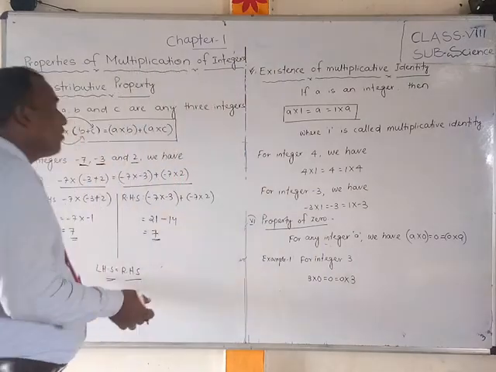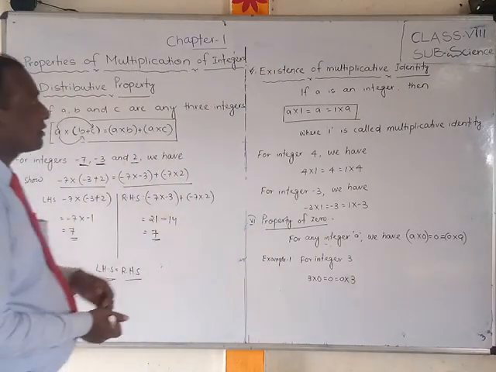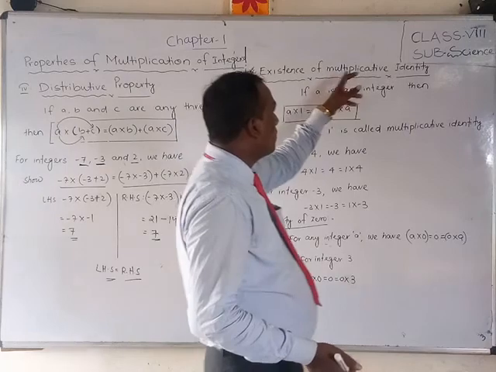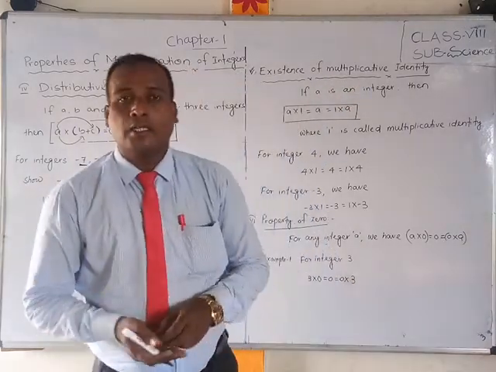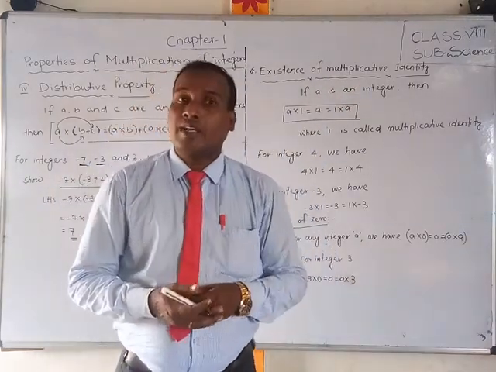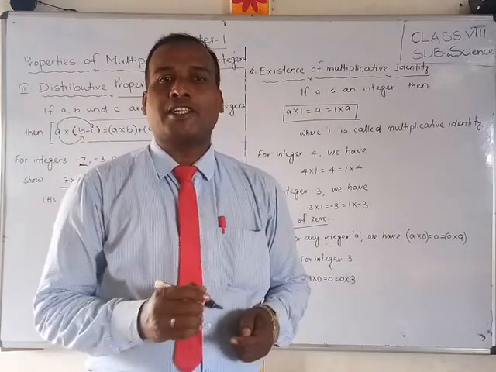Okay students, now we will go to the next property, that is called the extension of multiplicative identity. What do you mean by additive identity? Now 0 is called the additive identity.